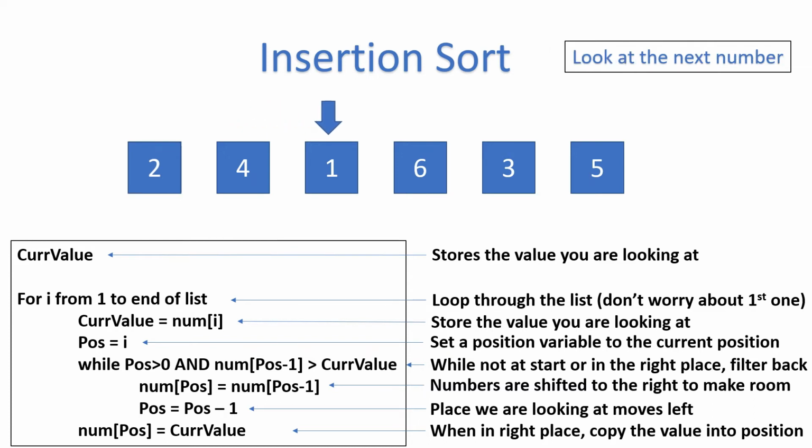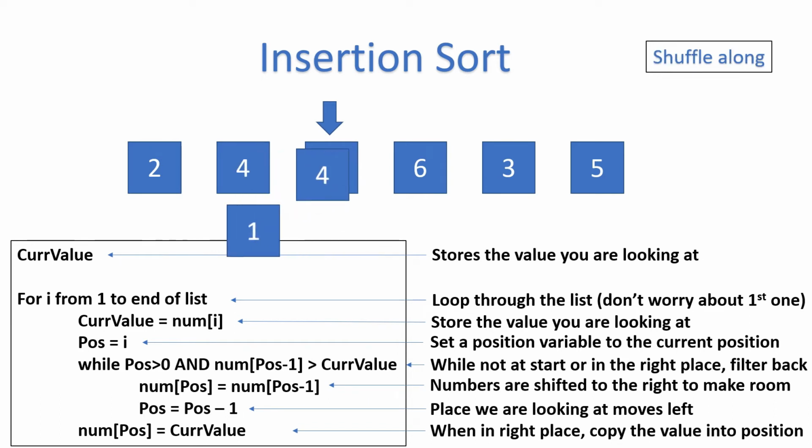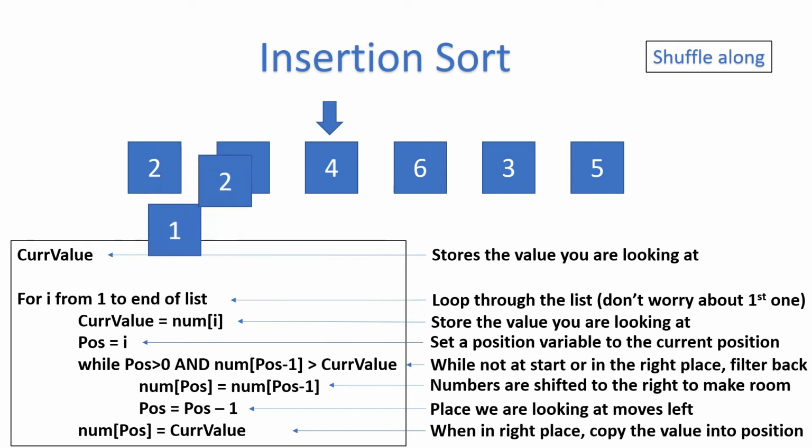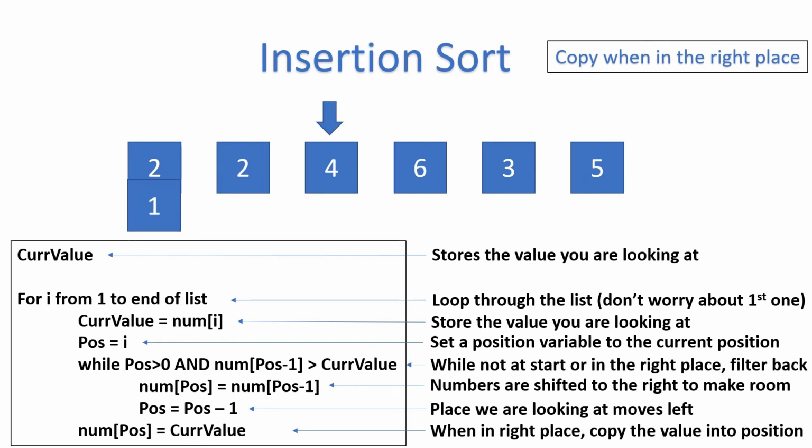Next step on the for loop is to look at the next number. That number gets stored into current value. It slides back while the number 4 slides along. Same again for the number 2. We've now reached the correct position and it's the beginning of the list, so therefore that value overwrites the first value in the list. We now have 1, 2 and 4.